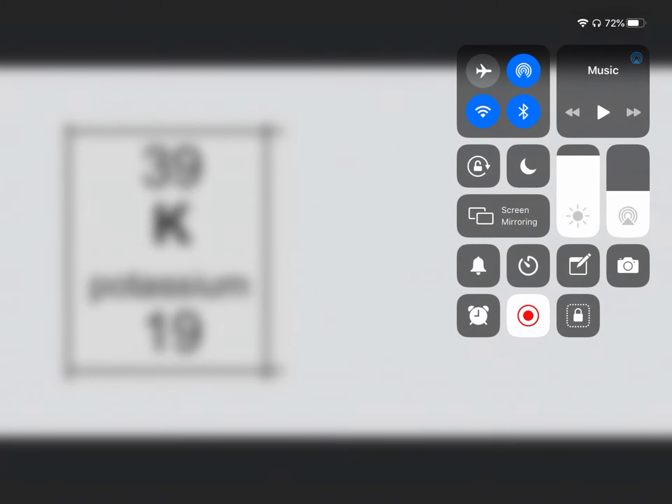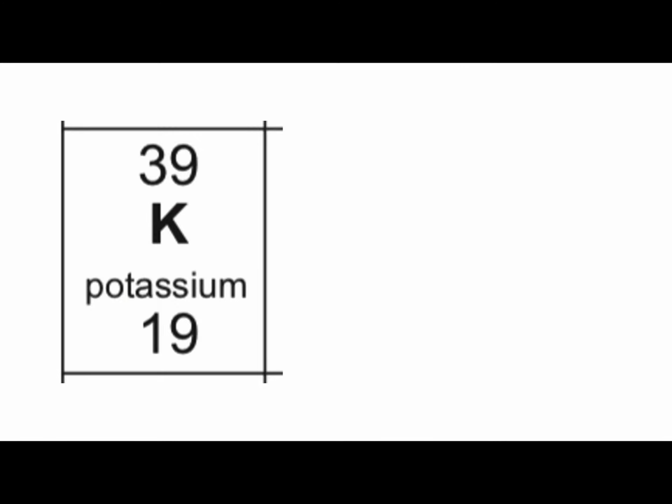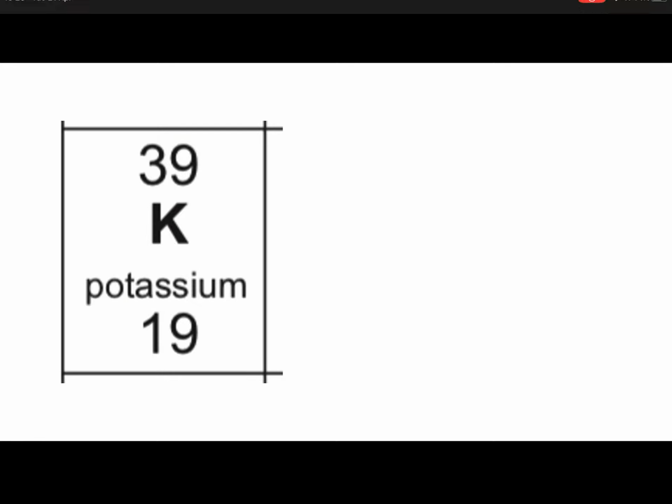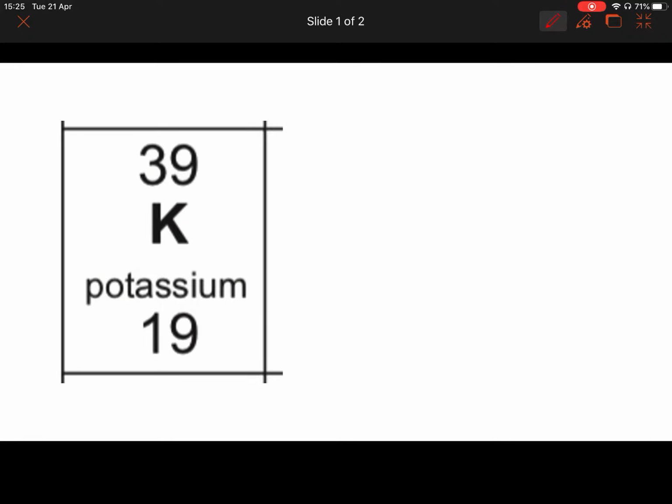Okay, so this is just a very quick video on how to work out how many protons, neutrons and electrons are in any atom based off just the bit that we see on the periodic table. Okay, so this bottom number is nice and easy. This lower one here at the bottom, we've got 19.